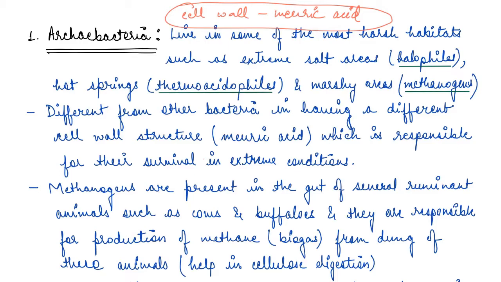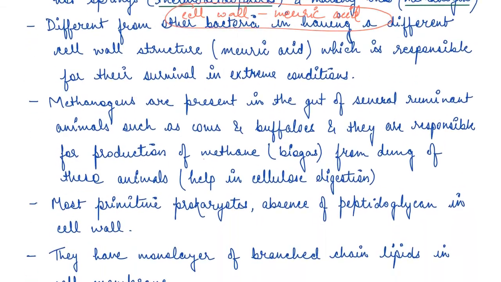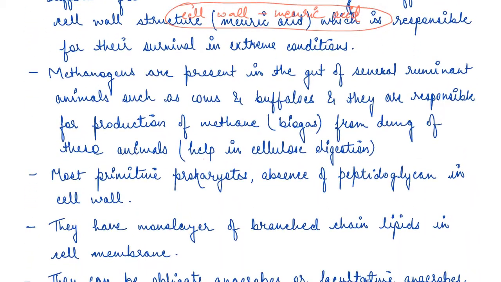So basically, what are methanogens? Methanogens are present in the gut of several animals such as cows and buffaloes. And what are they responsible for? They're responsible for the production of methane, biogas, from the dung of these animals. Okay, so methanogens produce methane in certain animals, and you basically get methane from their dung.